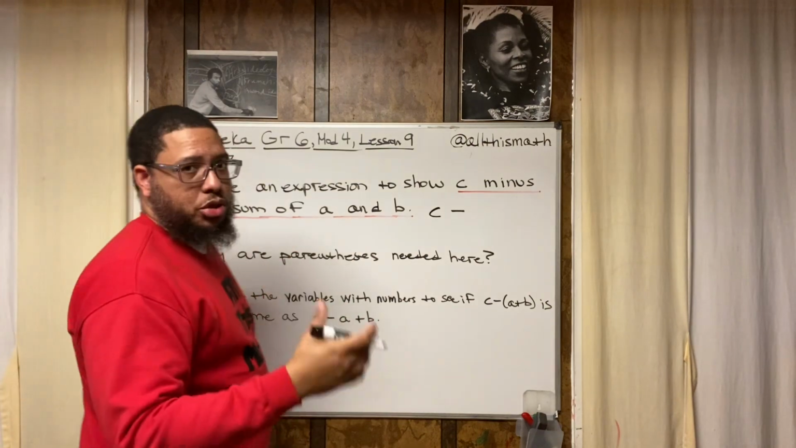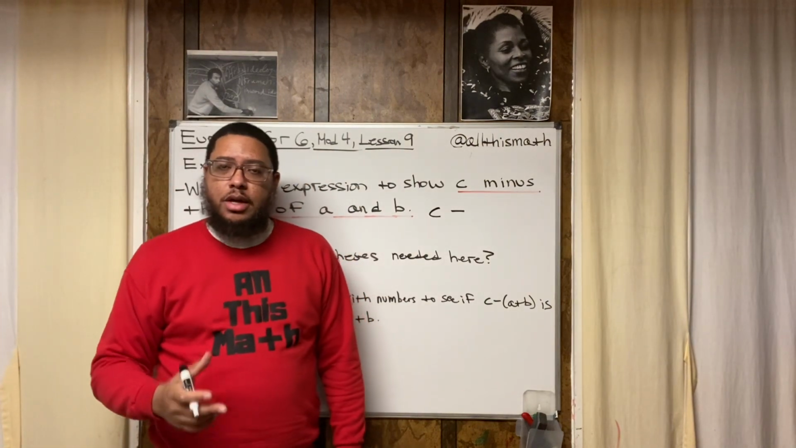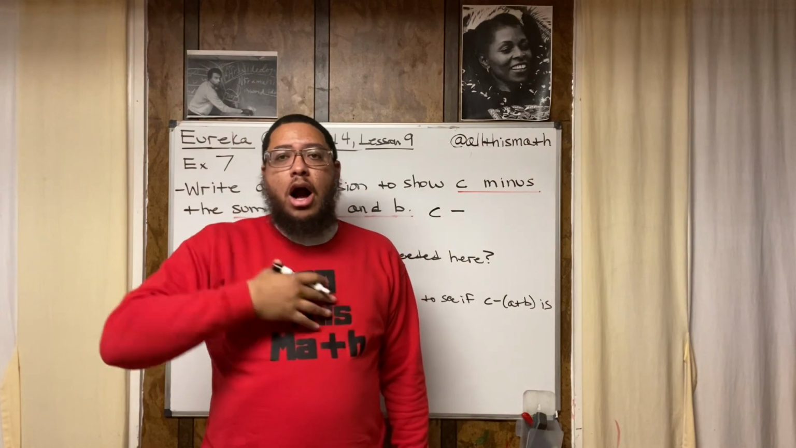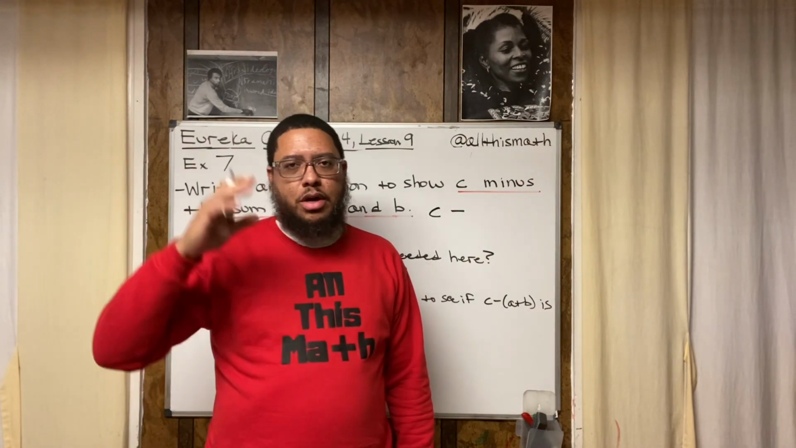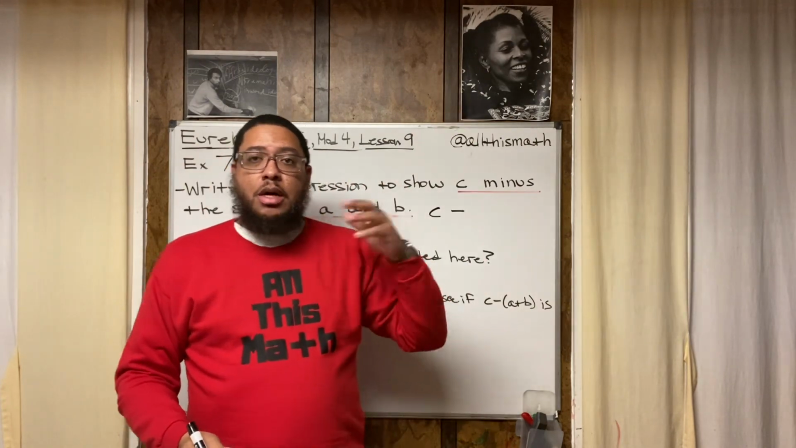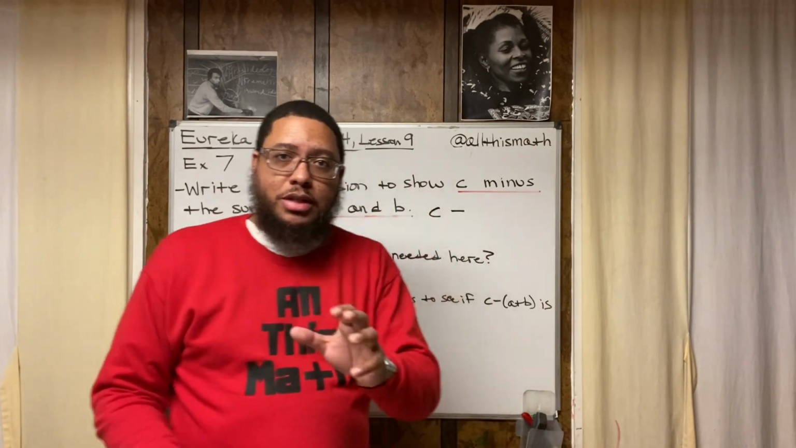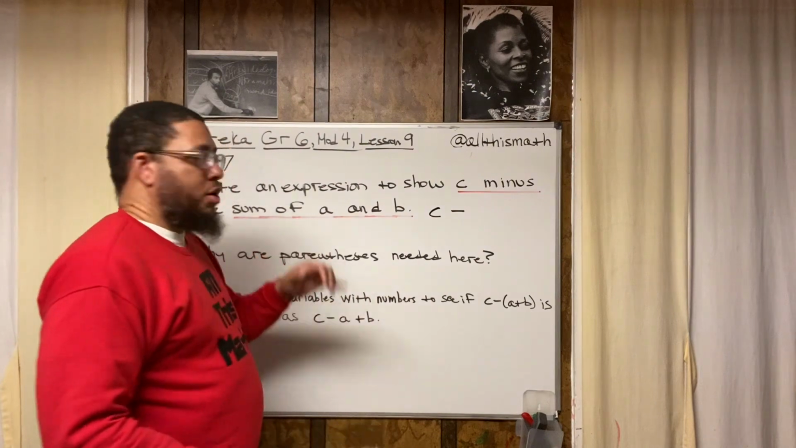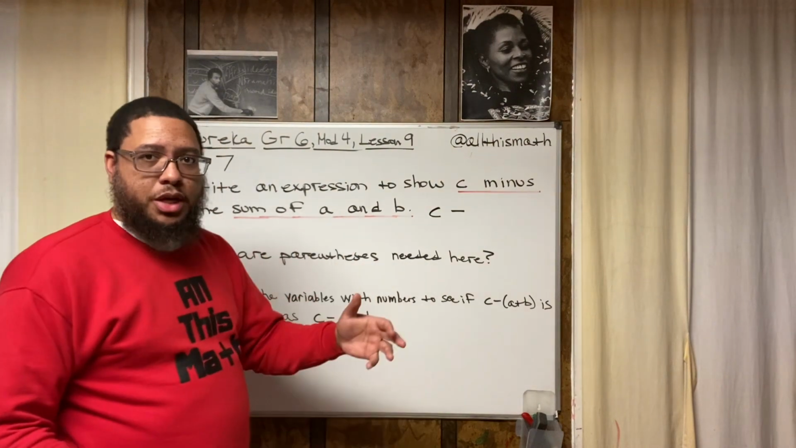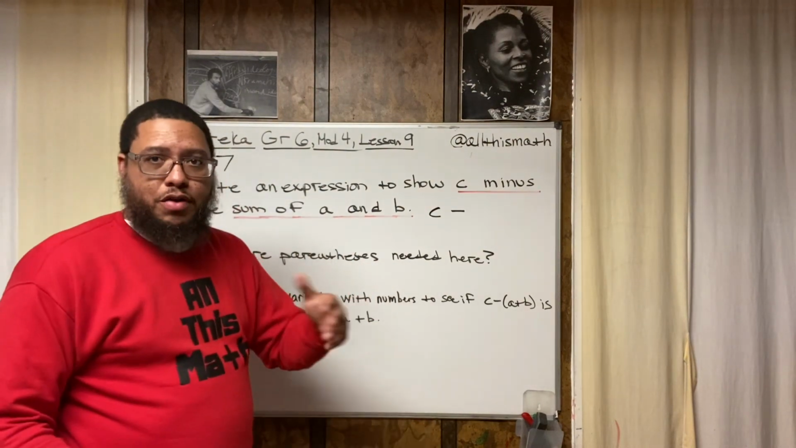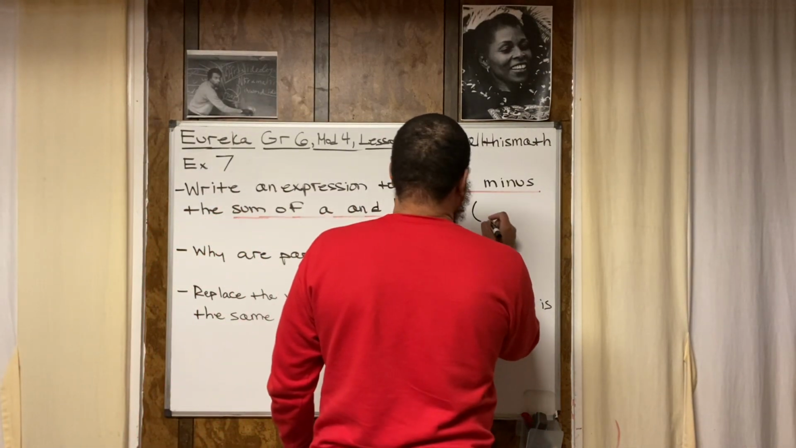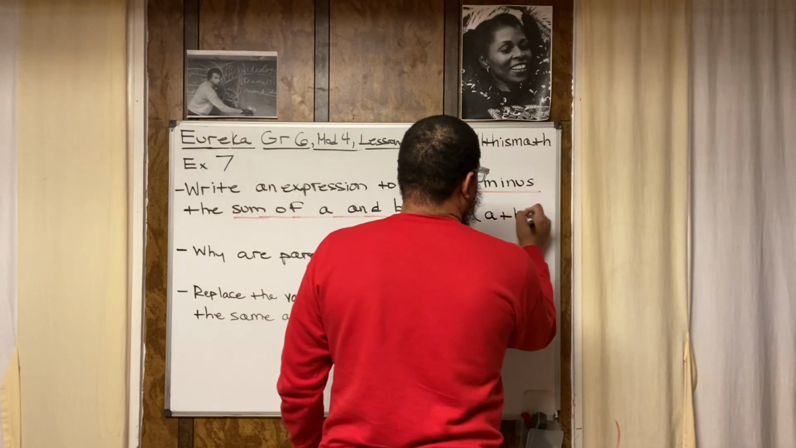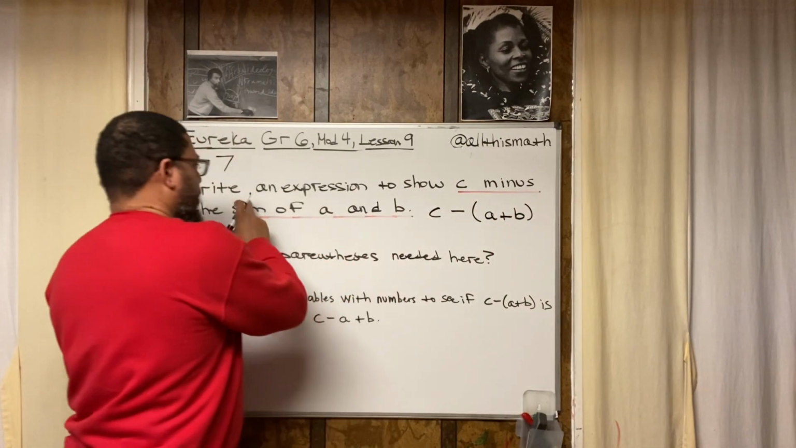Sum of means the result you get when you add 2 things together. Now, when I do sum of, I always use parentheses, right? Well, 9 times out of 10, sometimes I might forget or my mind might be in another place. But most of the time, I use parentheses when I see the sum of, the difference of, the difference between, the product of, right? So I'm going to put these in parentheses, the sum of A and B. And how do I know it's plus? Because it says the sum.